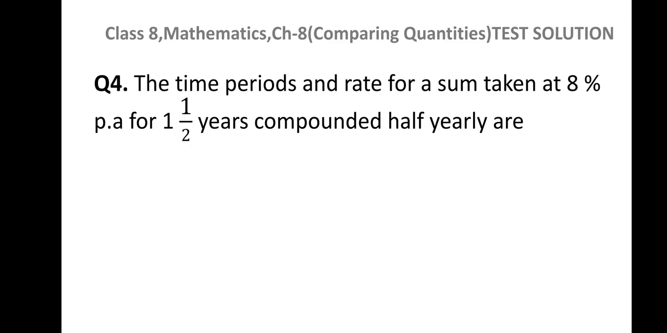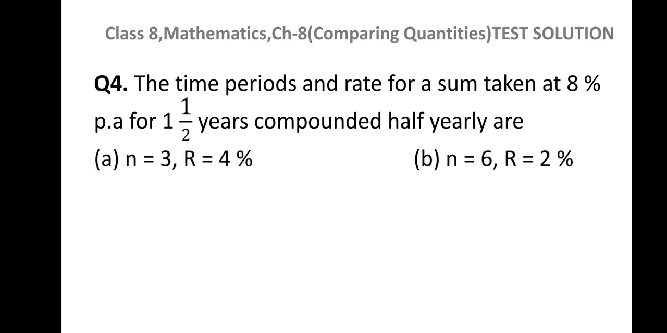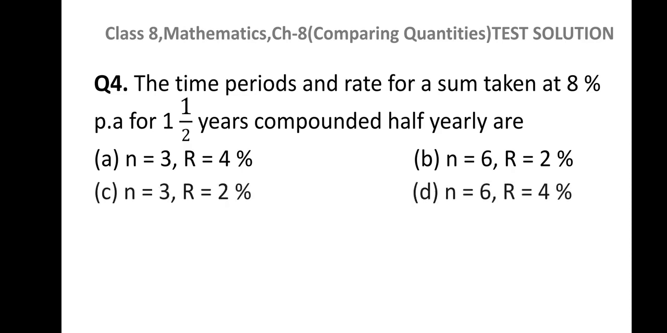Now, question number 4 is, the time period and rate for a sum taken at 8% per annum for 1.5 years compounded half yearly are. The options are, A option is n is equal to 3, r is equal to 4%. B option, n is equal to 6, r is equal to 2%. C option is n is equal to 3, r is equal to 2%. And D option is n is equal to 6, r is equal to 4%.